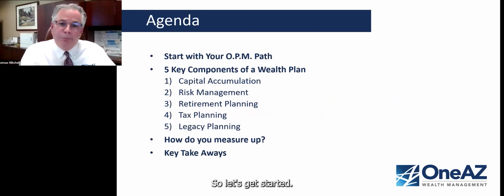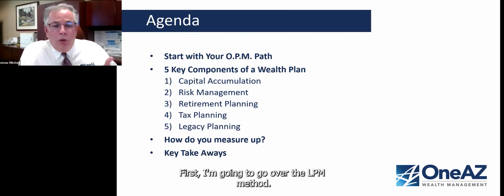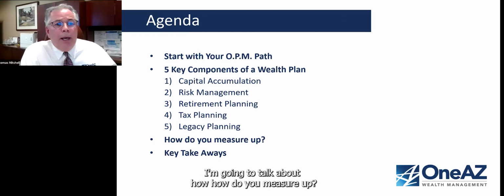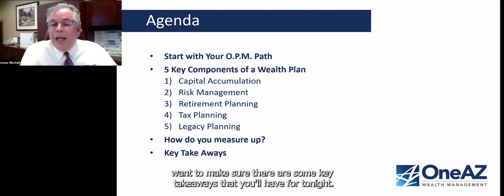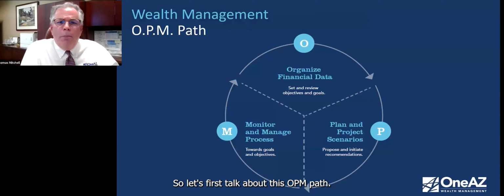So let's get started. First, I'm going to talk about a number of things tonight. First, I'm going to go over the OPM method. I'm going to talk about the 5 key components of a wealth plan. I'm going to talk about how do you measure up? How do you compare to others? And also, I want to make sure there are some key takeaways that you'll have for tonight. All right. So let's first talk about this OPM path.